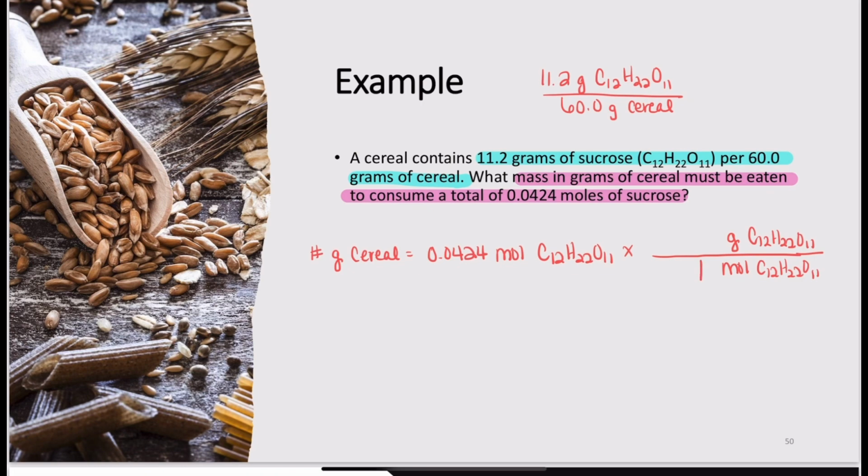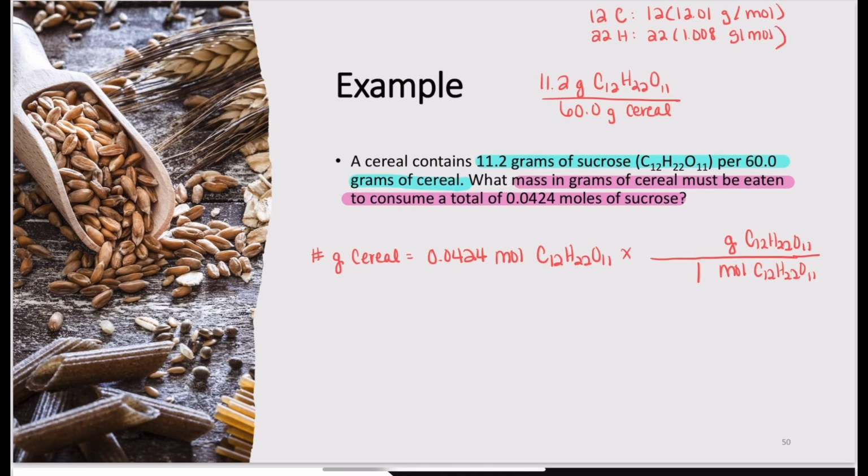I've got 1 mole of sucrose, and I add up the molar mass. 12 carbon, 12 times 12.01 grams per mole, 22 H, 22 times 1.008 grams per mole, and we have 11 oxygen, 11 times 16.00 grams per mole. When I add all of that up, I'm going to get a molar mass of 342.3 grams of sucrose per 1 mole of sucrose. It's a pretty big molecule. That cancels out my moles of sucrose.